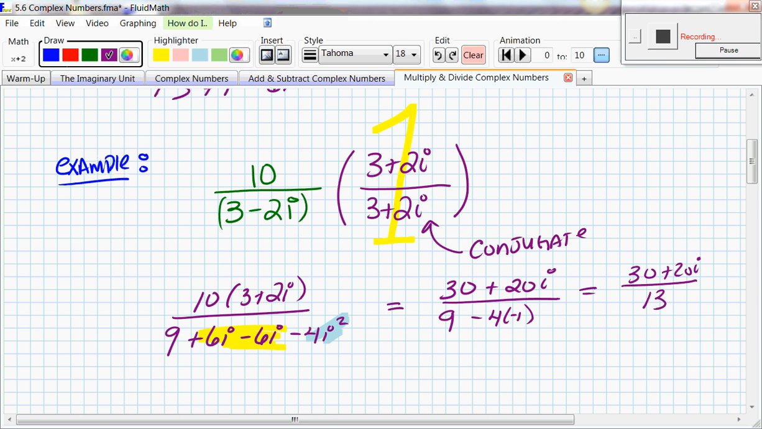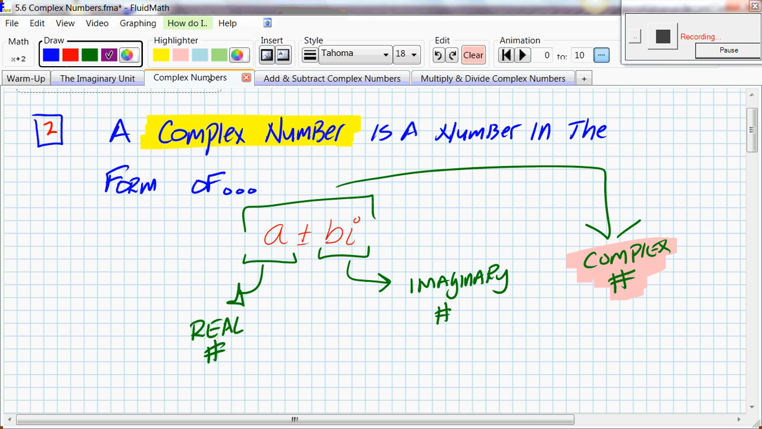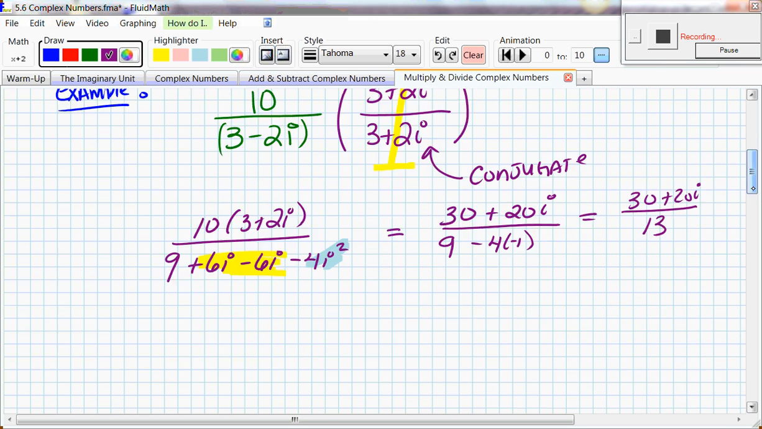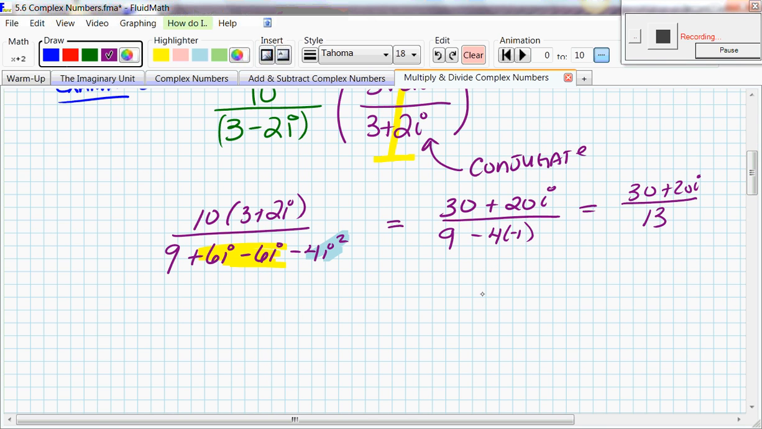13. Now, in order to write this in standard form, which is a plus or minus bi, we need to separate our fraction to get a final answer of 30 over 13 plus 20 over 13 i. Now, what does that do for me? What does that clearly identify? Yeah, that tells me that this part is the real part, and this part is the imaginary part. And you put them all together and you get a complex number.